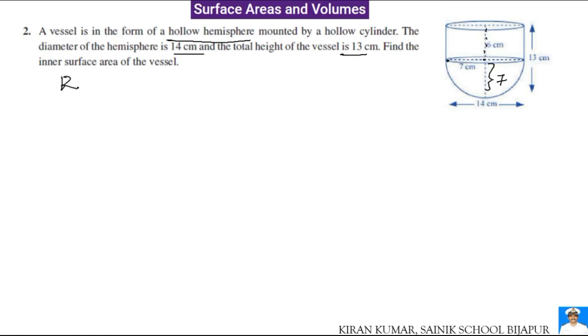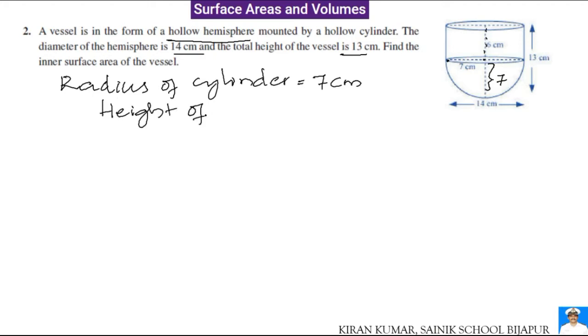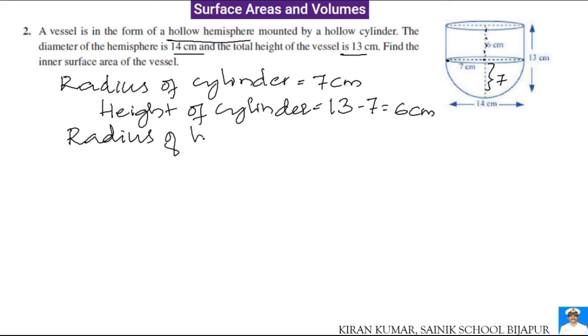So 7 should be subtracted from 13 to get the height of the cylinder, which is 6 centimeter. Here they have mentioned the radius of cylinder as 7 centimeter. Therefore, the height of the cylinder is 13 minus 7, which is equal to 6 centimeter. And radius of hemisphere is 7 centimeter. We need to find the inner surface area of the vessel.